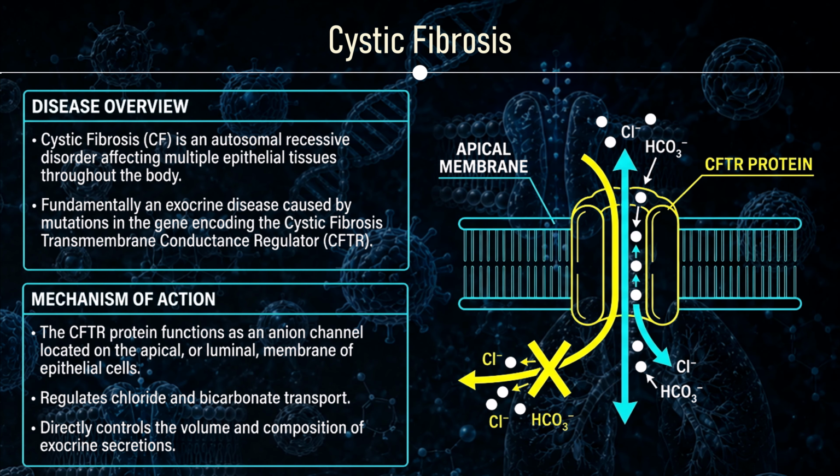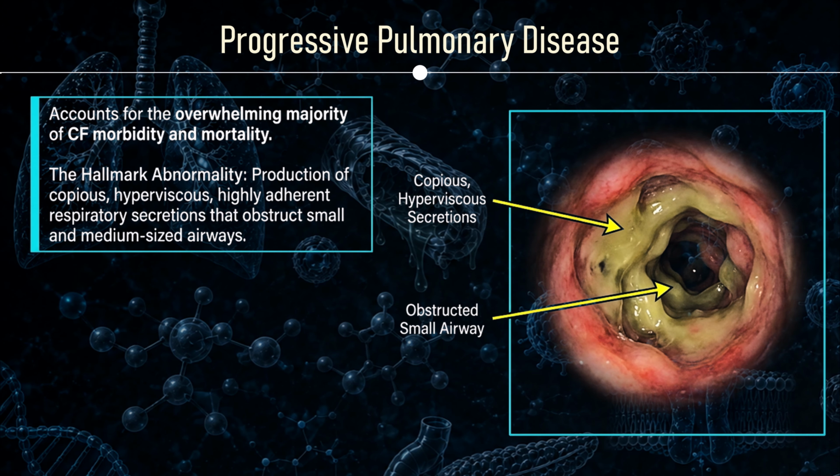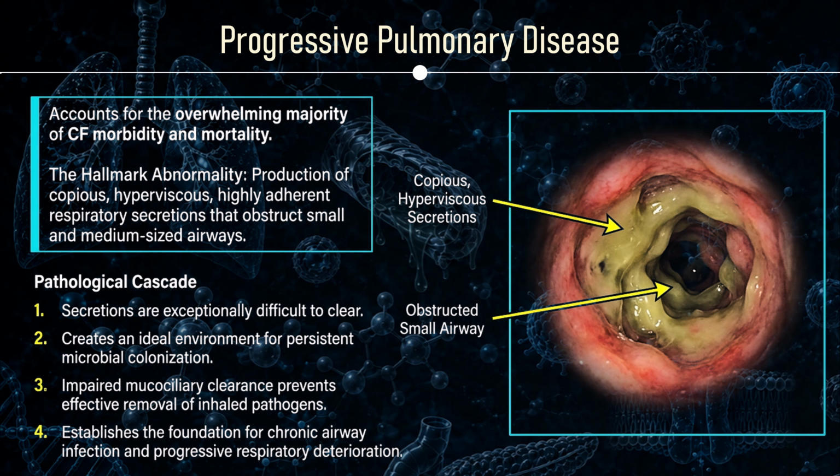Although CF affects multiple organs, the overwhelming majority of morbidity and mortality results from progressive pulmonary disease. The hallmark abnormality is the production of copious, hyperviscous, highly adherent respiratory secretions that obstruct the small and medium-sized airways. Because these secretions are exceptionally difficult to clear, they create an ideal environment for persistent microbial colonization. At the same time, impaired mucociliary clearance prevents effective removal of inhaled pathogens, establishing the foundation for chronic airway infection and progressive respiratory deterioration. The microbiology of cystic fibrosis evolves in a characteristic pattern.